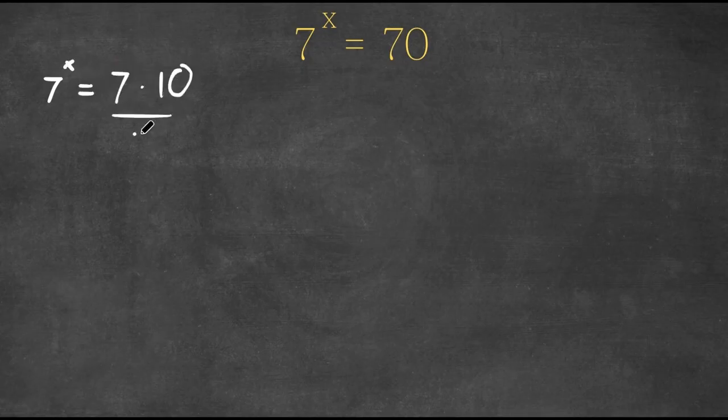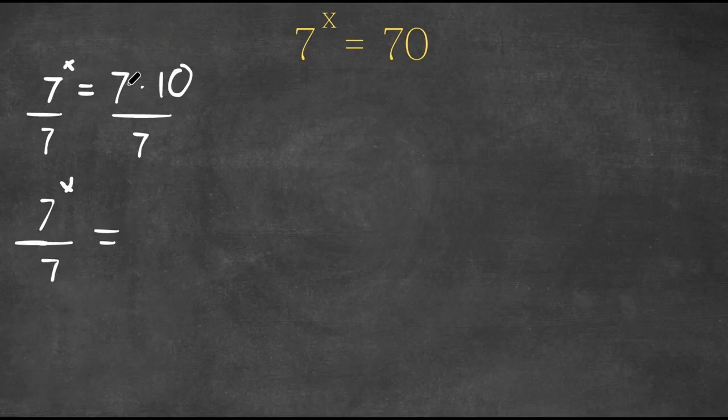Now I'm going to divide by 7 on both sides. So now we have 7 to the power of x over 7 is equal to, these two cancel out, so simply just 10.